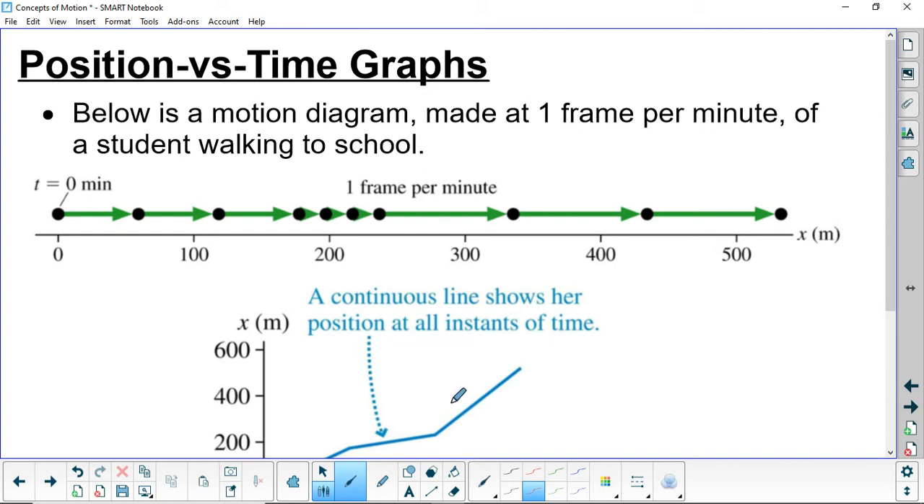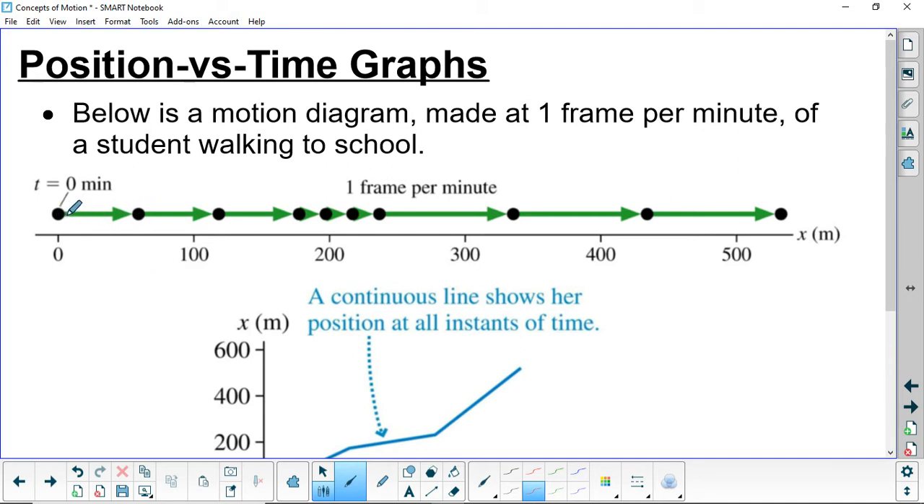So position versus time graphs are graphs that show a motion diagram with all of the spots in between every dot. If you think about this motion right here, this motion diagram is 1 frame per minute, a student walking to school. You'll see that they're going a constant speed here. Then they slow down and go constant speed. Then they speed up a lot faster. And we only show points in time at every minute where that student is at. But the student actually traveled all this distance.